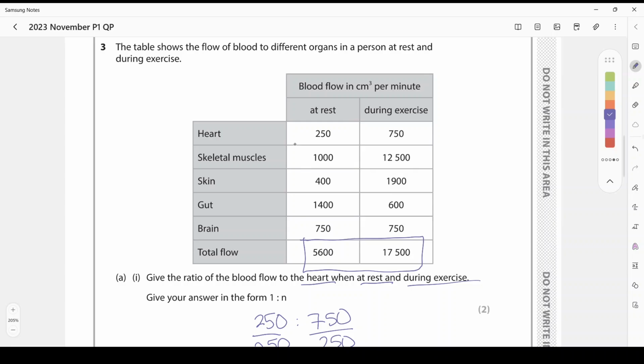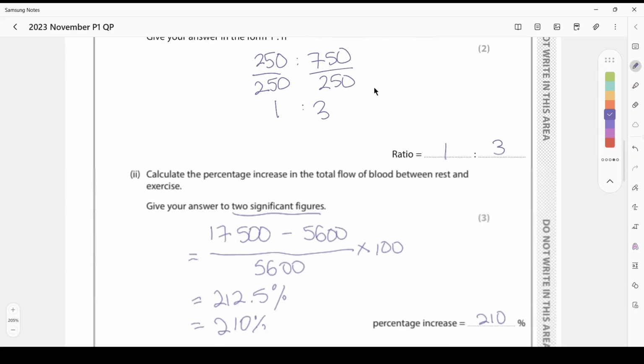Another one is you would expect your skeletal muscles to also drastically increase as well, because we want more blood to our muscles so that they can undergo respiration. There's also an increase towards our skin and also to our heart as well. Although the jump in the increase in our heart is not as large as compared to the skeletal muscles or the skin or the total blood flow, which is why it's technically not mentioned in the marking scheme. Another thing as well is the gut. So here, the gut, there's actually a decrease. Okay, let's write that down.